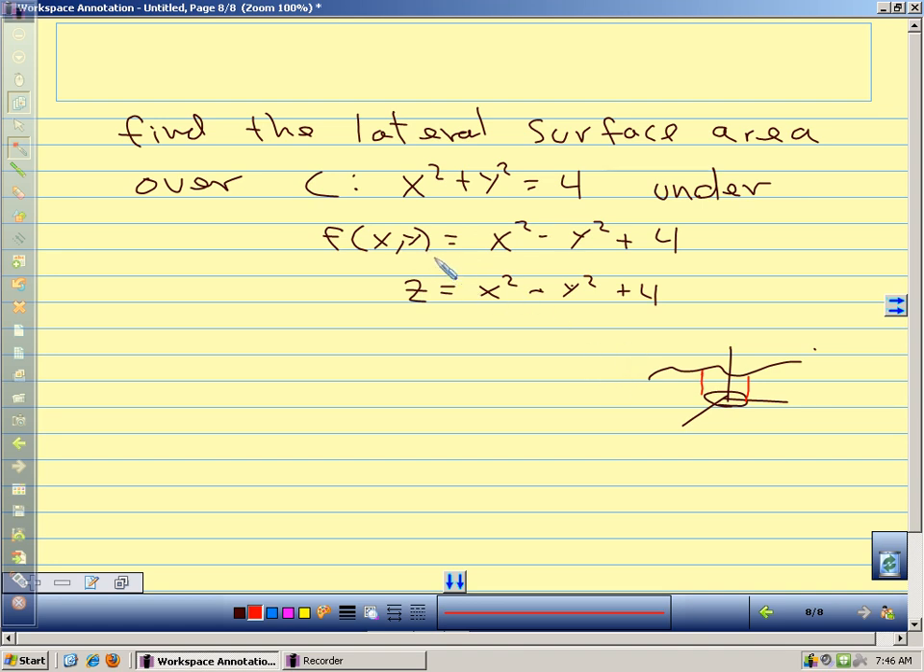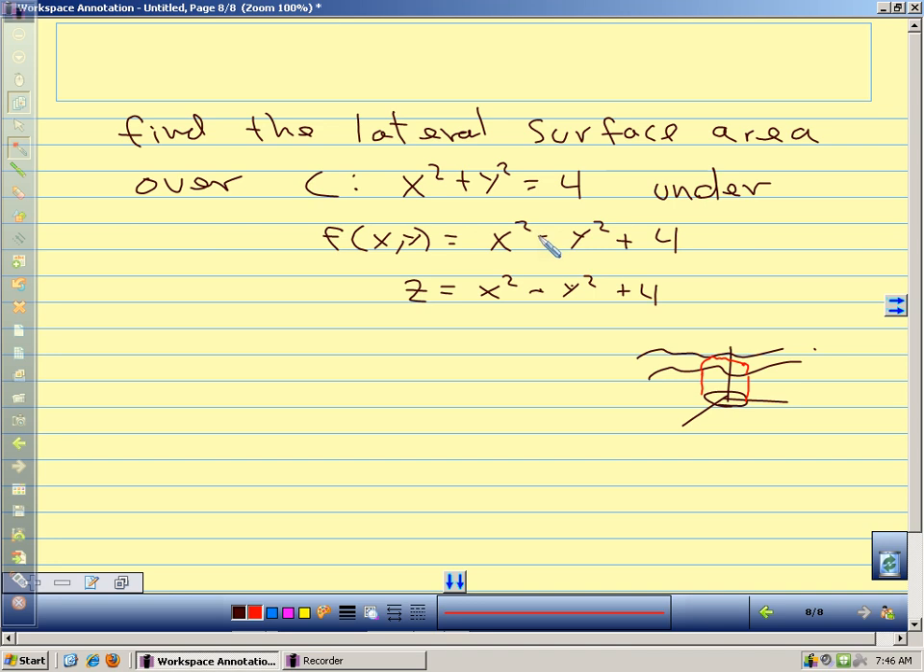This is asking us to find the surface area above this circle, below this surface. So the lateral surface area. So we have this side, and at the top here, it's wavy somehow or other, and we want to find the area of the sides. So if this is our height function, and this is our curve, how do we find the total height around this curve that's below this surface?